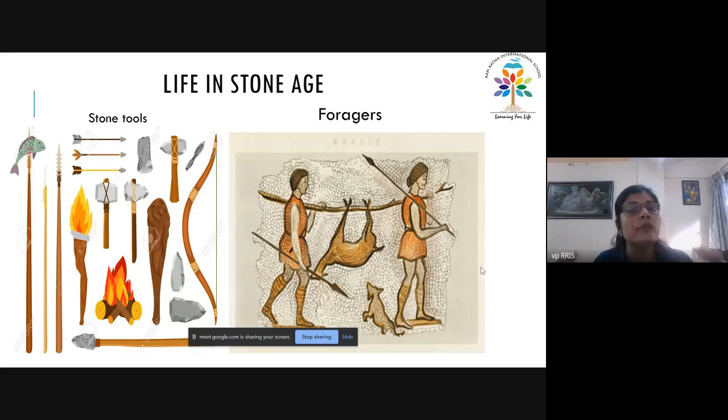So they used to move around. They were never static at one place. They never lived at one place. They never had a permanent address. We have a permanent address, right? Are we foragers? No, we are not foragers. We have a permanent address. We stay at one place and we get our food. These people used to wander from one place to another, and they led a life of foragers. Okay, students, so this was the life in the Stone Age.